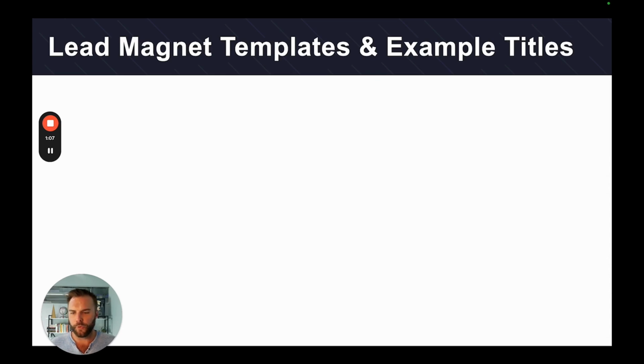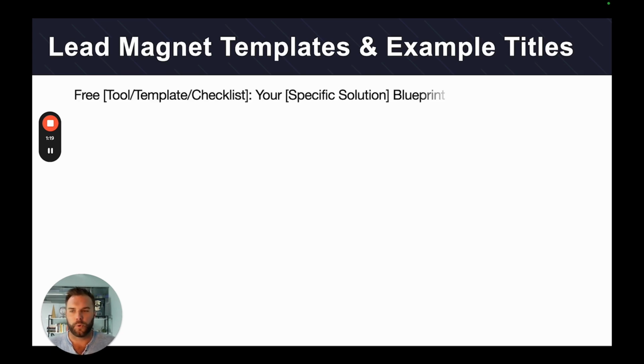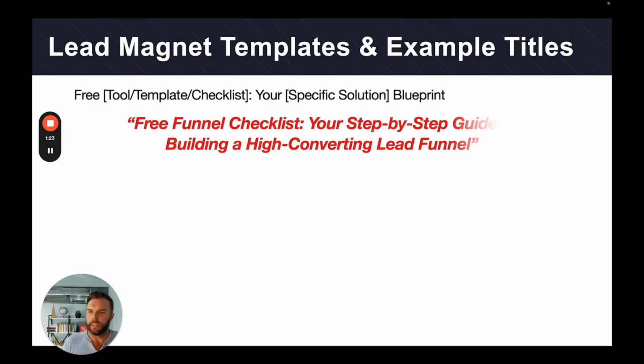So first, I want to share with you some templates and example titles for your lead magnet. Now, we have an entire swipe file. I think it's over 60 different templates and examples in the program resources you can use. I'm just going to highlight a couple and show you how that works. So in this case, free tool template checklist, your specific blueprint. That might look like free funnel checklist, your step-by-step guide to building a high converting lead funnel, for example.